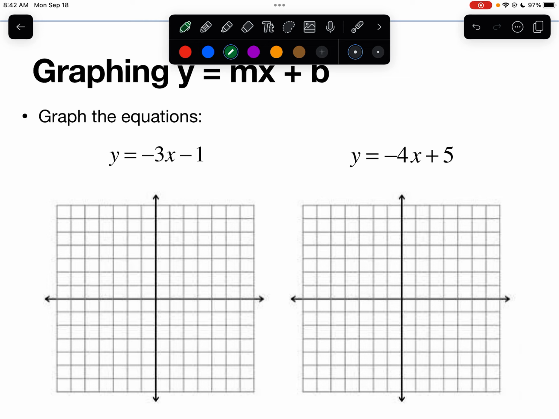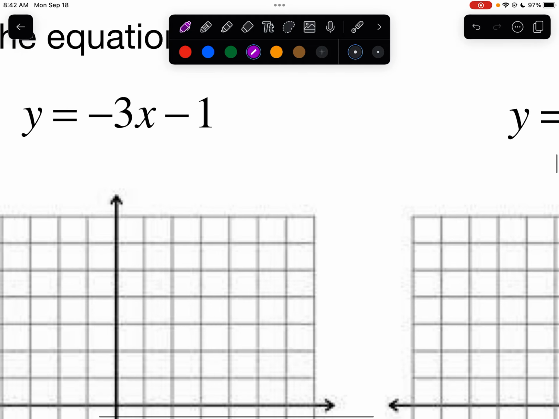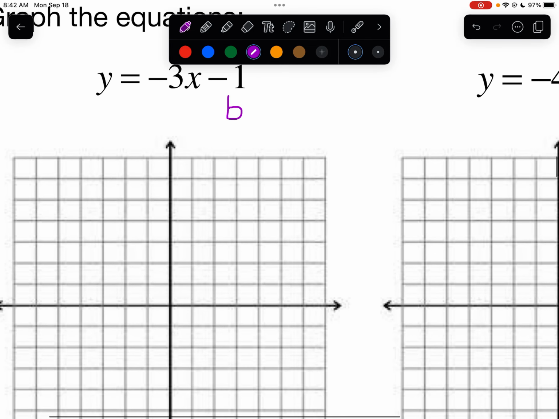Starting with y equals negative 3x minus 1. Remember, this minus 1 is our b, our y-intercept. That's our starting point. And so if our y-intercept is negative 1, let's put a point on the y-axis at negative 1.